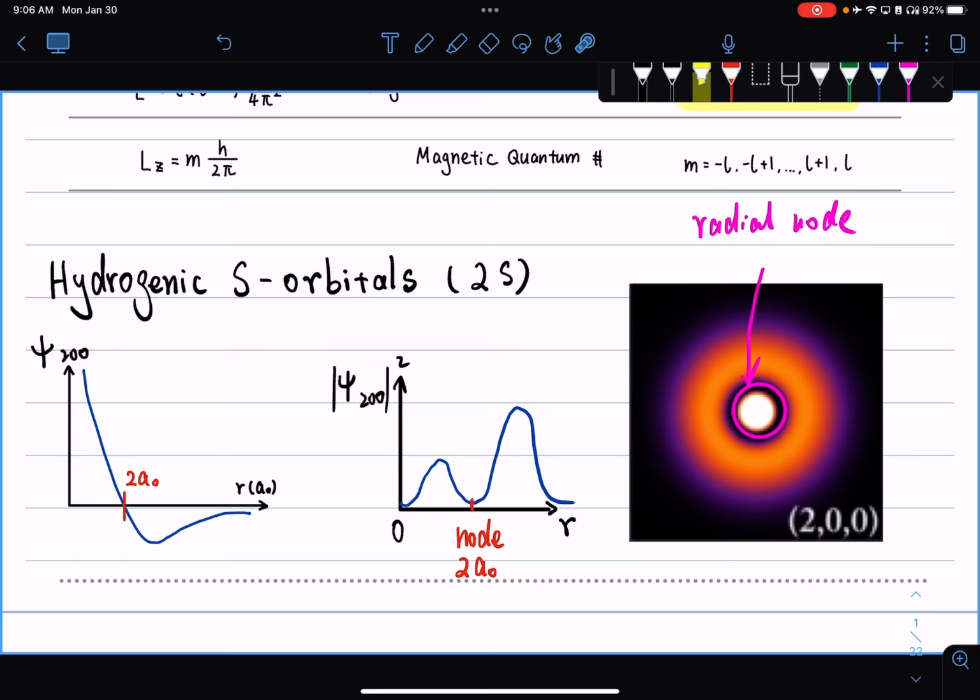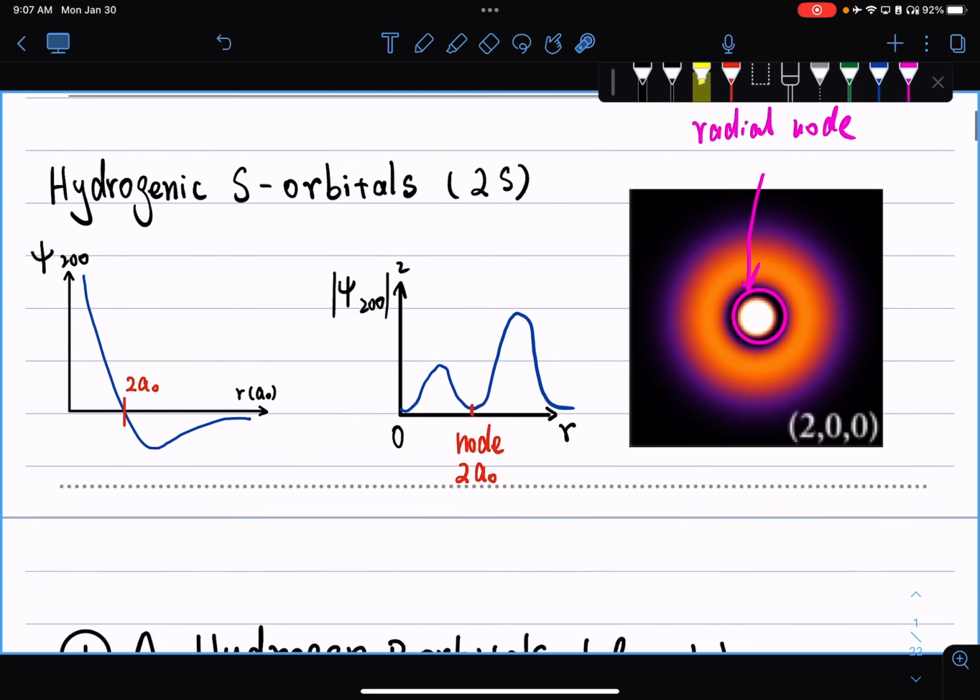This part is just a quick review on what we talked about in our last lecture. Do we have any questions before we move on to p and d orbitals?